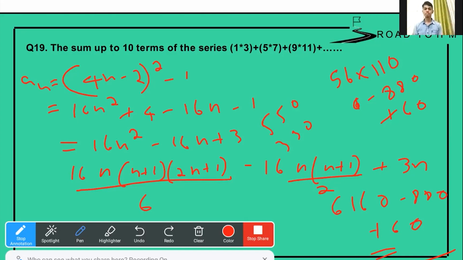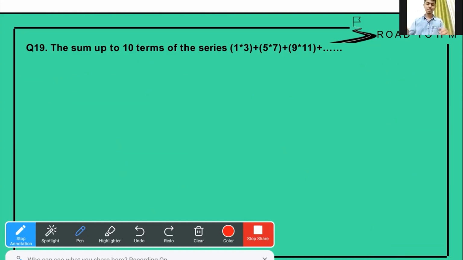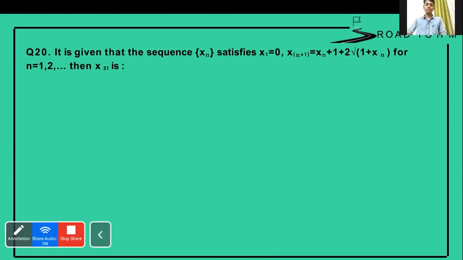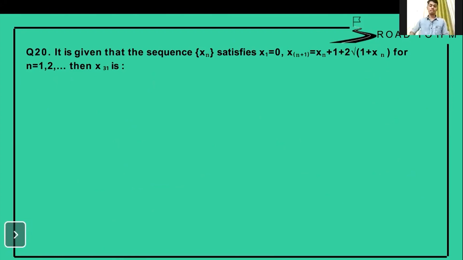So this question is complete. Question 19 complete. This was, I think, a really difficult question. If you are able to solve this question, you just do awesome. Question number 20, the final question, and we're done with this session.